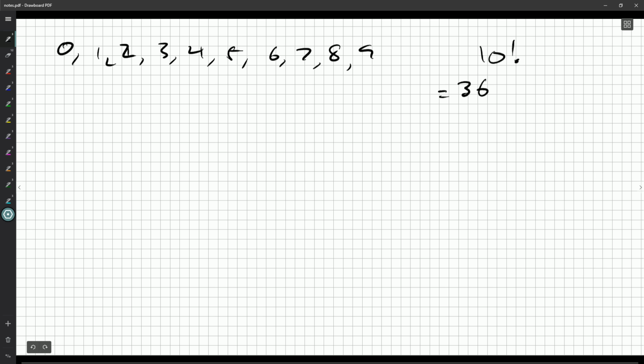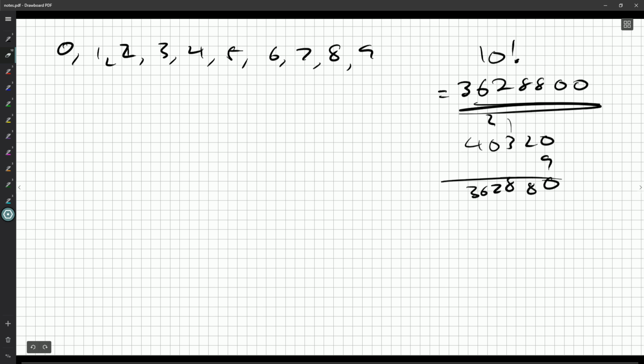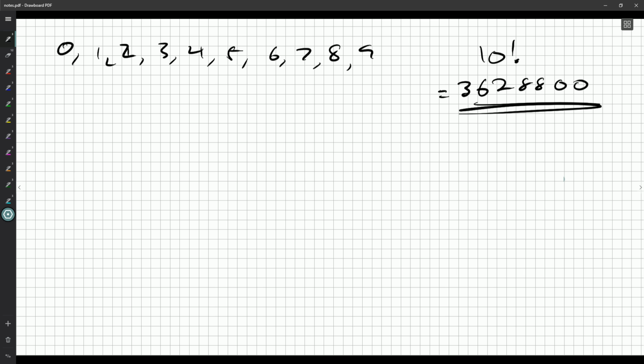It's 3628800. That's a lot of different rearrangements of these characters, and so there's got to be some nice way of showing that nope, you can't do it no matter how you arrange it.